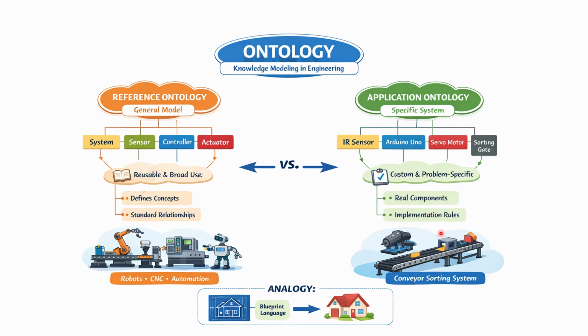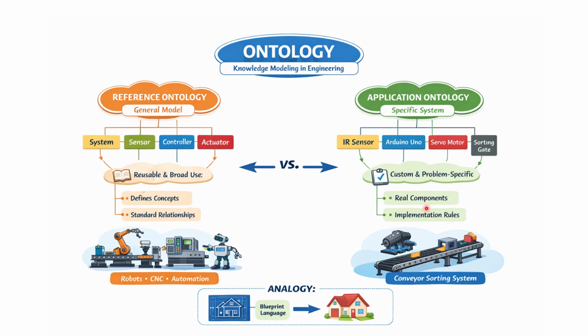Now, the application ontology on the right side is developed for a specific problem. Here the general concepts are converted into real implementation components. The sensor is converted into a real component, an IR sensor. The controller is converted into a real controller, Arduino Uno, and the actuator is converted into a servo motor, which we are going to use as a sorting gate for sorting objects from the conveyor. So the application ontology mainly focuses on real-time components, custom implementation, and problem-specific rules.